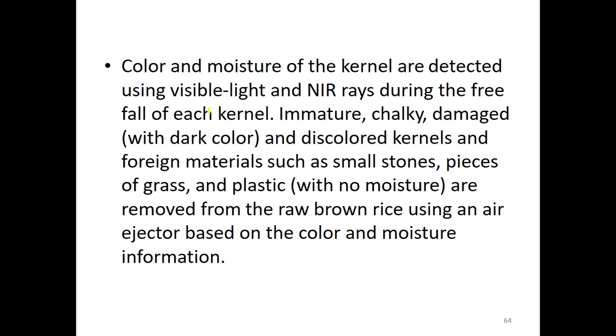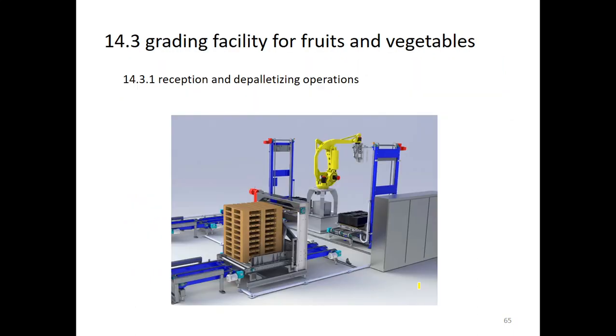So color and moisture of the kernel are detected using visible light and NIR rays during the free fall of each kernel. Immature, damaged, or discolored kernels and foreign material such as stone, grass, or plastic are all removed from the raw brown rice using an air ejector based on the color and moisture information. So you see, not only the color, but also the moisture information is included in the decision.